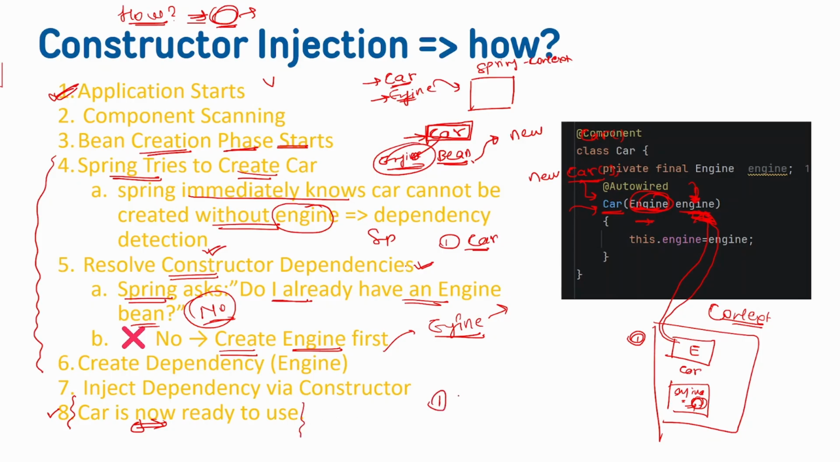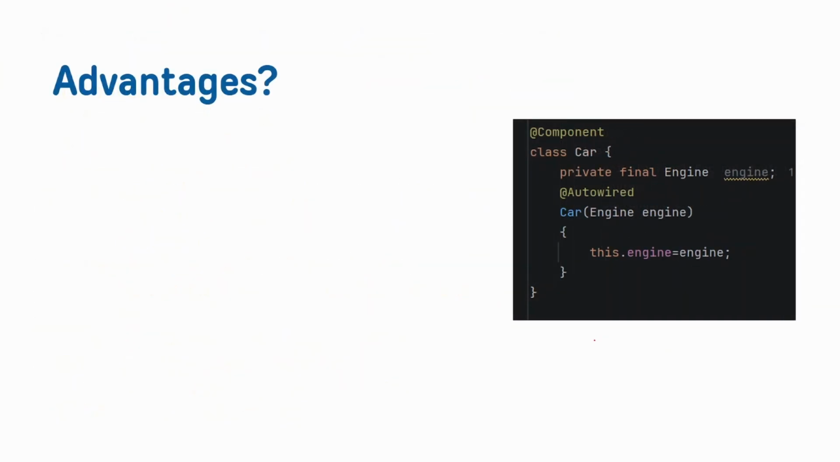So this is the whole flow of the constructor injection, and the constructor injection is recommended and is the best, due to the following reasons. The constructor injection is the best among all the other types of injection, and it has several advantages over the others. So what are the advantages?